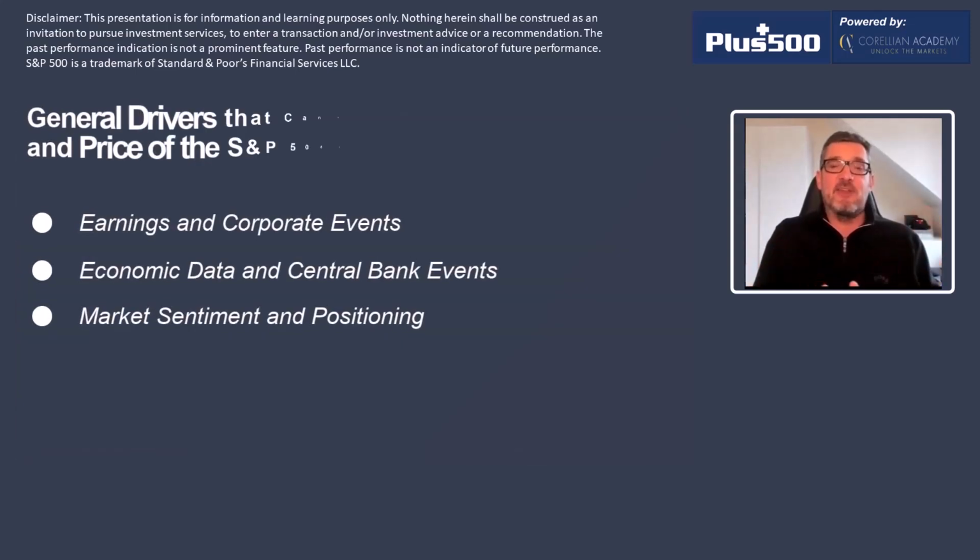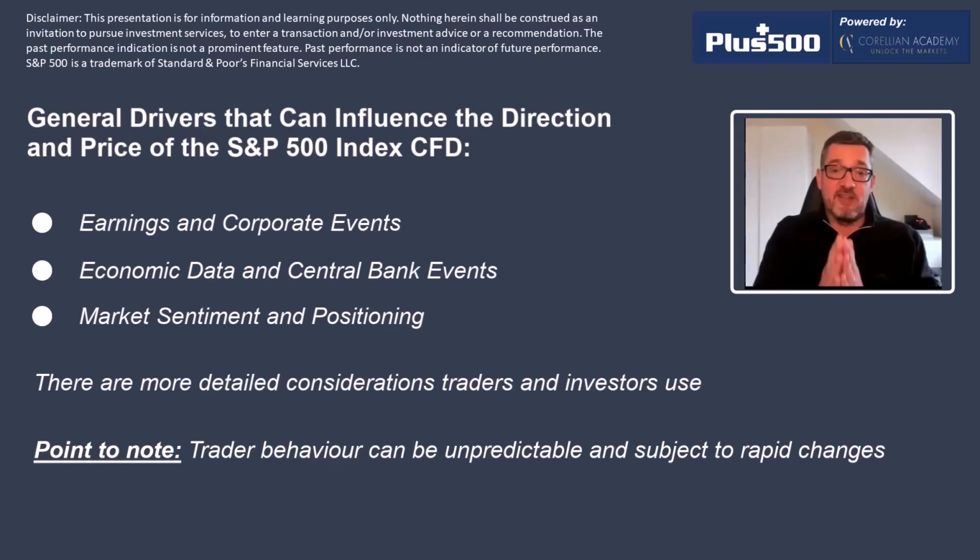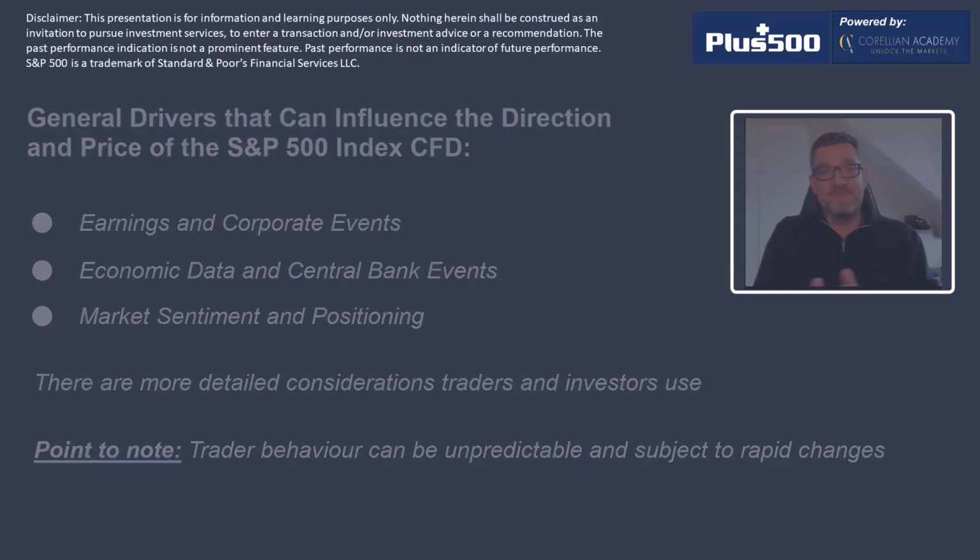Now that's the basic categories. I should say there are more detailed considerations that traders and investors use to analyze and predict movements in the S&P 500 index CFD, but that is a deeper discussion for a deeper webinar. What this does mean is that trader behavior can be unpredictable and subject to rapid changes. Highlighting what I said at the start, even the best planned trades can at times be negatively impacted by something out of nowhere. So that's set the scene. Now let's move on and consider the case study.